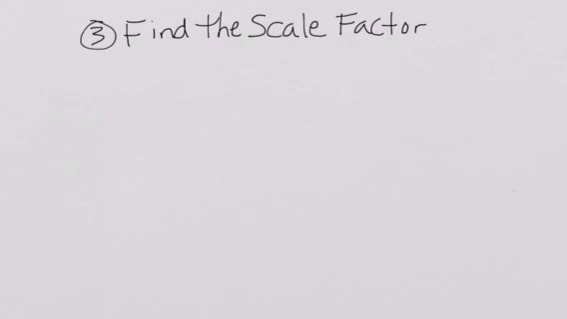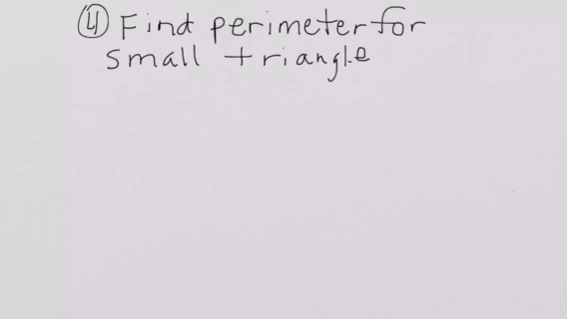Now we need to find our scale factors. So we're going to take the side from the small triangle, which is 3, put it over the corresponding side of the larger triangle, which is going to be 9. And we're going to simplify that so that scale factor is 1/3. Now we're going to take 2, and the corresponding side to that is 6, and so the scale factor is going to be 1/3. Now we need to find the perimeter of the small triangle.